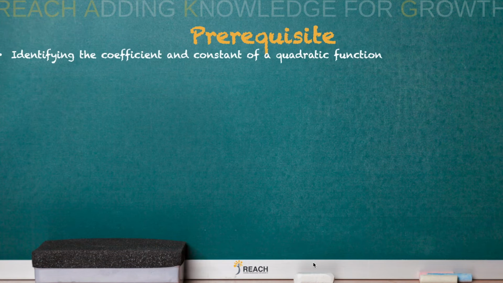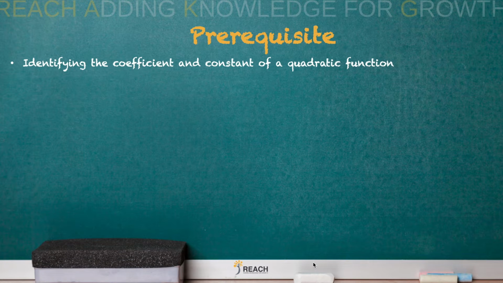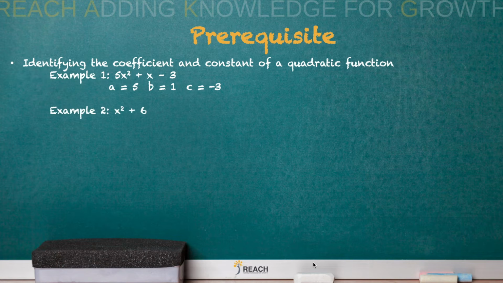Prerequisites. Our prior knowledge is identifying the coefficient and constant. So pretty much that's the a, b, and the c. So our a would be 5, our b would be 1, and c equals -3. If we look at this next example, the a would be 1. There is no b, there's no x, so b would be 0, and then c is your constant, 6.